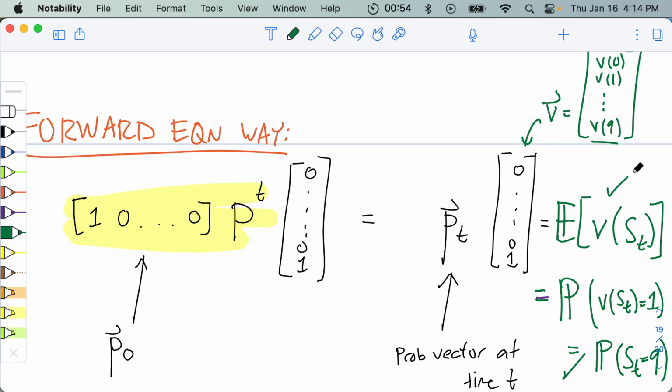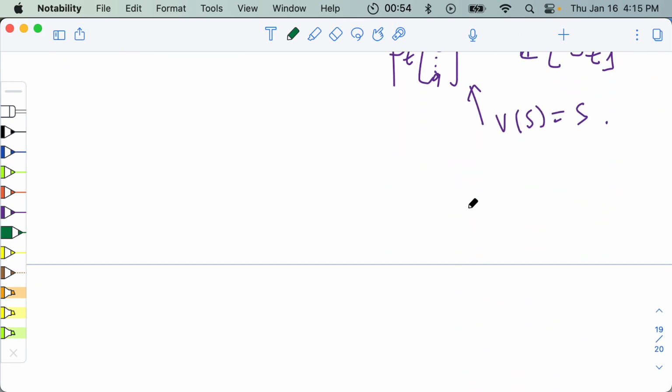Questions or comments? Okay, so last class we had these kinds of combinations, and I mentioned that you can actually do the whole thing this way. So instead of thinking of probability vectors, you can do the whole thing using this kind of expected value. That is the backwards equation way, which I briefly mentioned last class, and I will go into a bit more detail now.